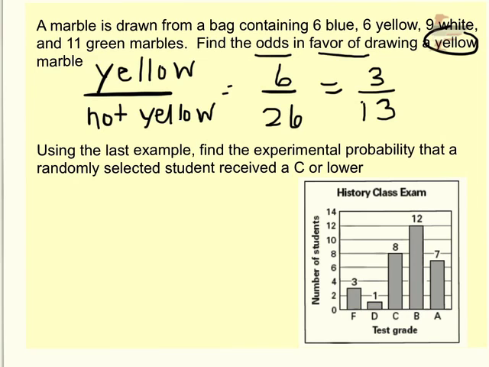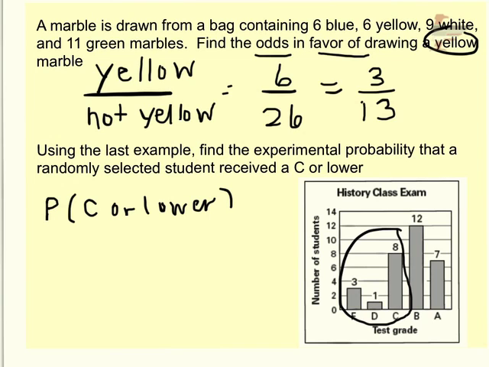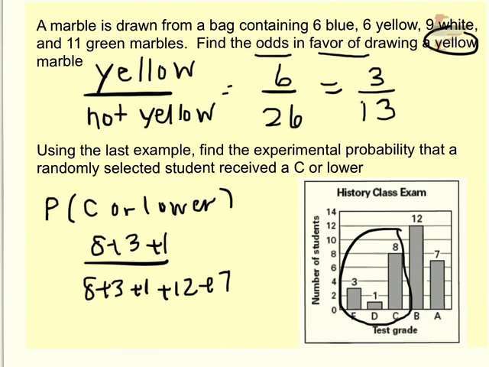And the second one, find the experimental probability that the randomly selected student gets a C or lower. So that would be the C, D, and Fs. So 8 plus 3 plus 1 over all of the students. So 8 plus 3 plus 1 plus 12 plus 7. And so that would be 12 out of 31. And as a decimal, that is 0.3871.